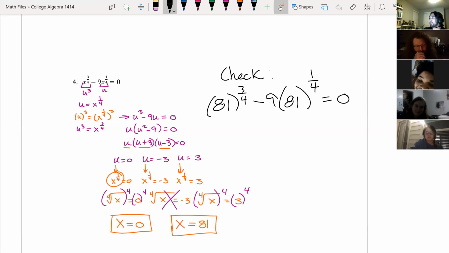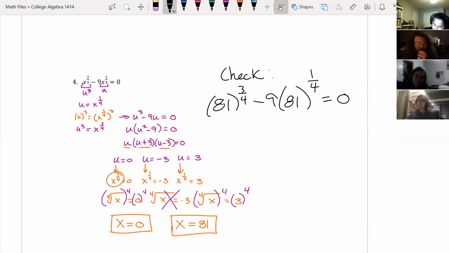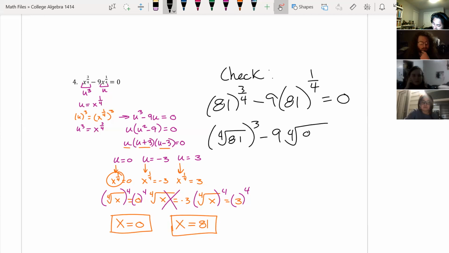All right, 81 to the 3/4, y'all. What's another way to rewrite that? The fourth root of 81 cubed. Then minus 9 times 81 to the 1/4, and what's 81 to the 1/4? Rewrite that one. The fourth root of 81. There you go. Bringing back all the skills you learned, right? And now, what is the fourth root of 81?